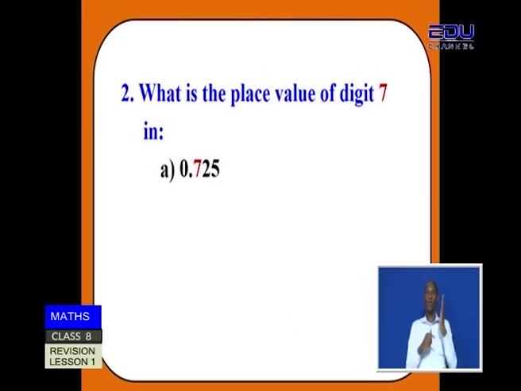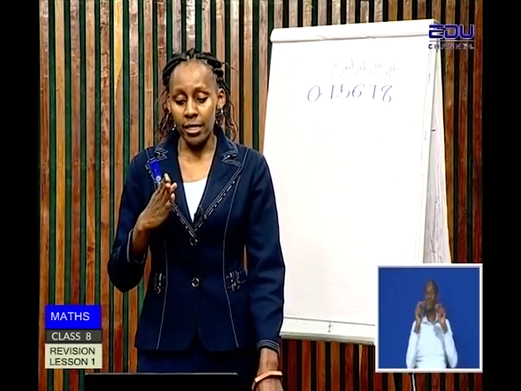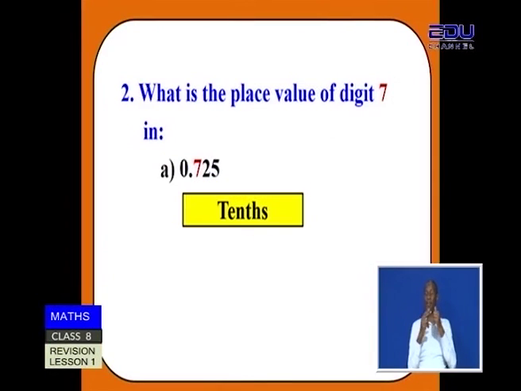Okay, there's an example there. What is the place value of 7 in 0.725? Remember, we are starting from the decimal point. 7 is our first number. And as we said, because the first number is in the place value of tenth, then our digit 7 stands in the place value of tenth. That is our answer.